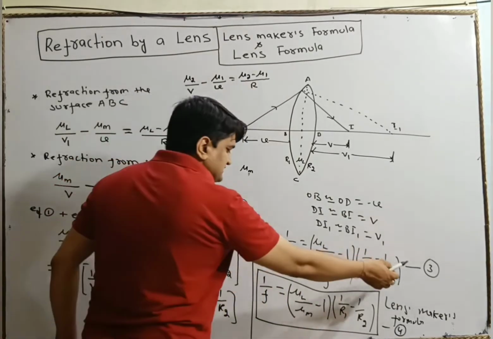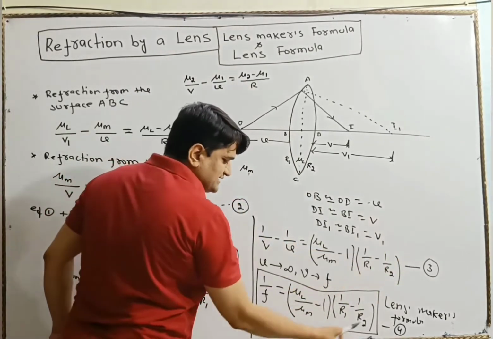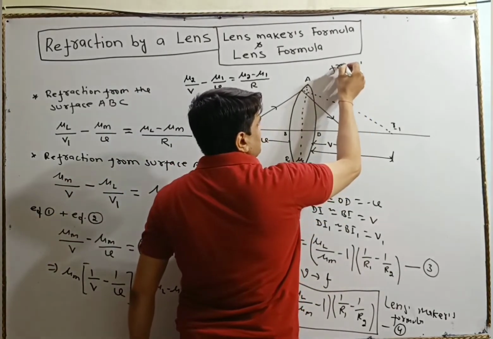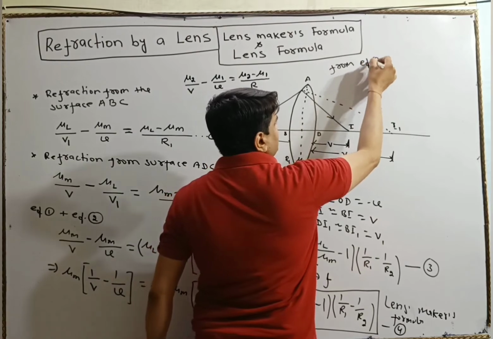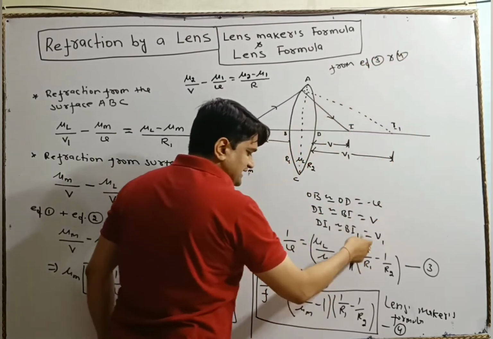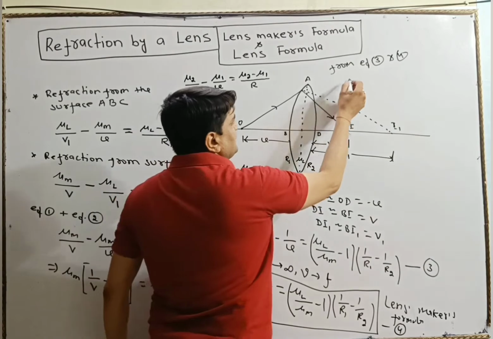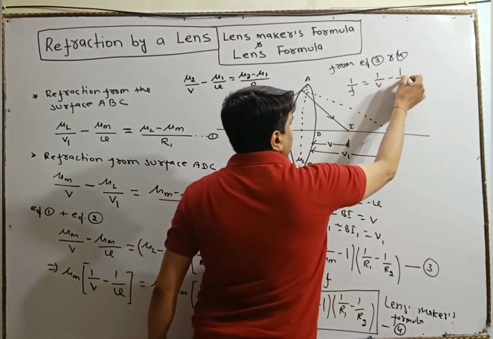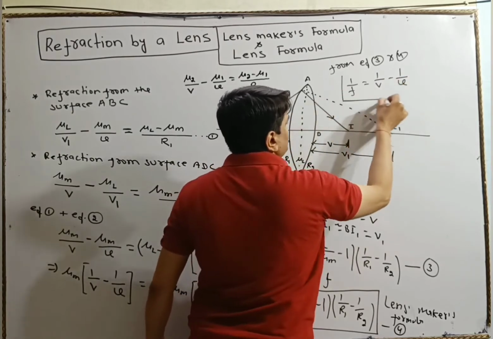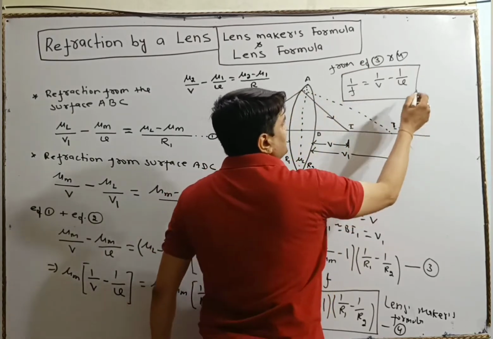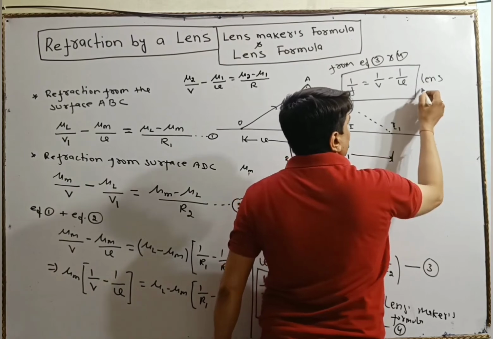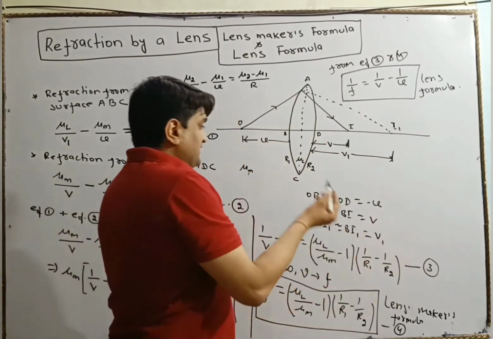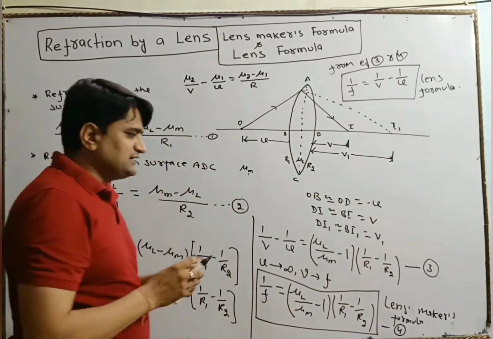Now from equation 3 and equation 4, the right hand side is equal, so the left side will be equal, and it comes 1 upon f equal to 1 upon v minus 1 upon u. This is called the Lens formula, and this is the whole derivation.